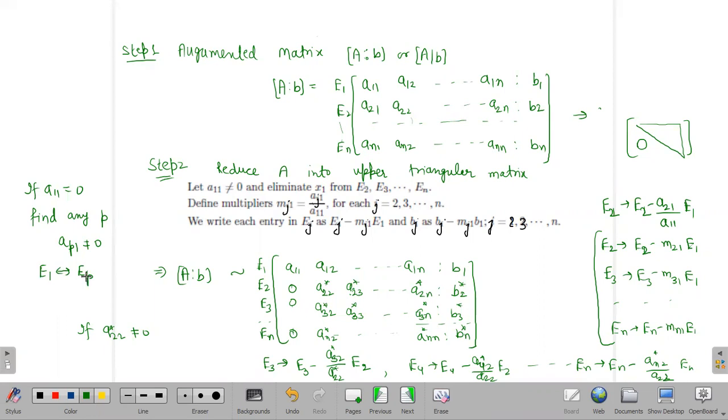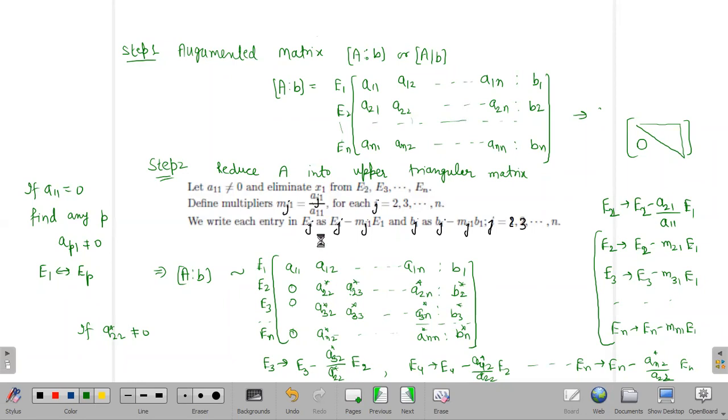Then your EP row, the Pth row, will become the first row. Then you apply the operation according to that row only. Similarly for this A22 also, if you find A22 star is 0, then you look into A32, A42, don't look at A12 here. If you find any one of them non-zero, then you replace E2 with that row. Okay, so now if it is non-zero, then you apply these operations.